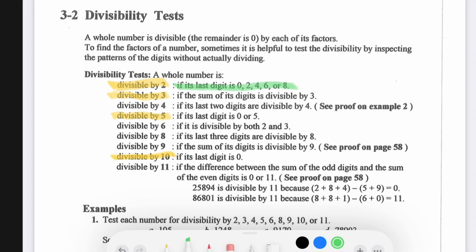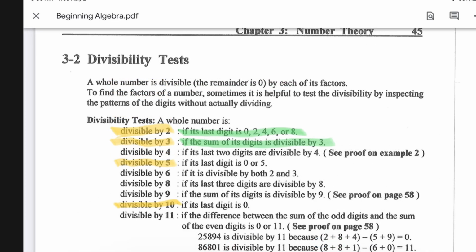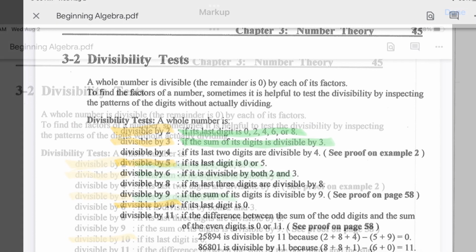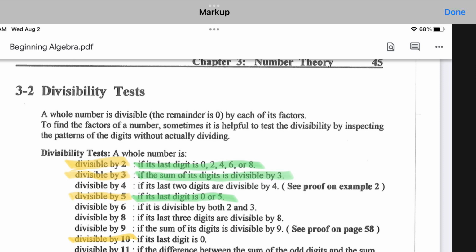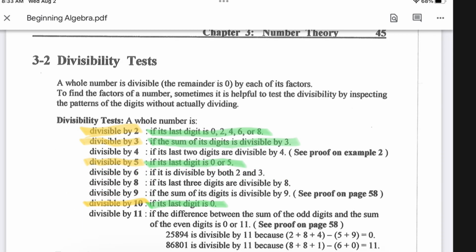A whole number is divisible by 2 if its last digit is 0, 2, 4, 6, or 8. In other words, if it is an even number. A whole number is divisible by 3 if the sum of its digits is divisible by 3. A whole number is divisible by 5 if its last digit is 0 or 5. And a whole number is divisible by 10 if its last digit is 0.